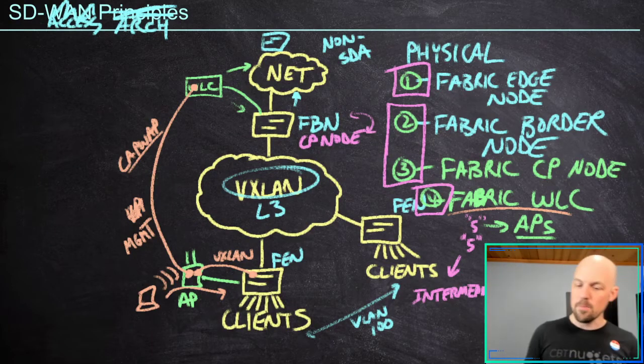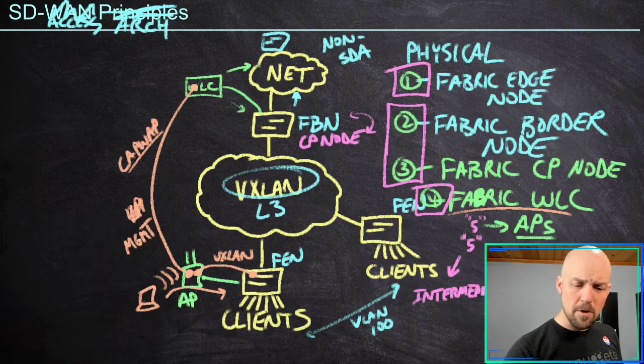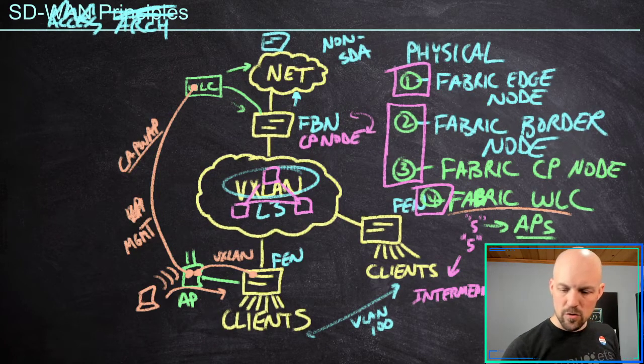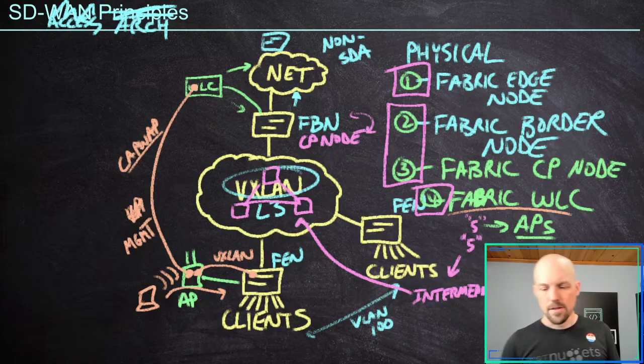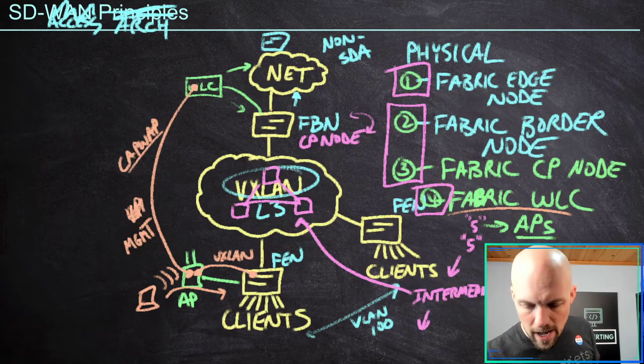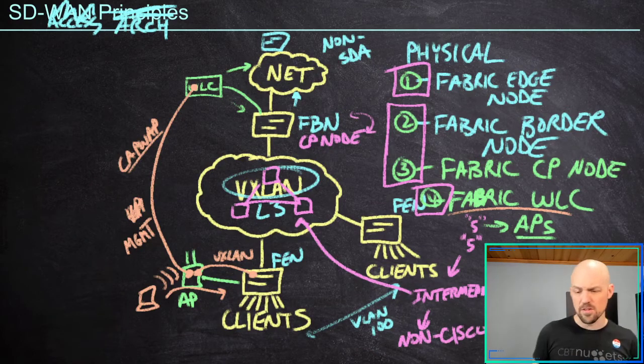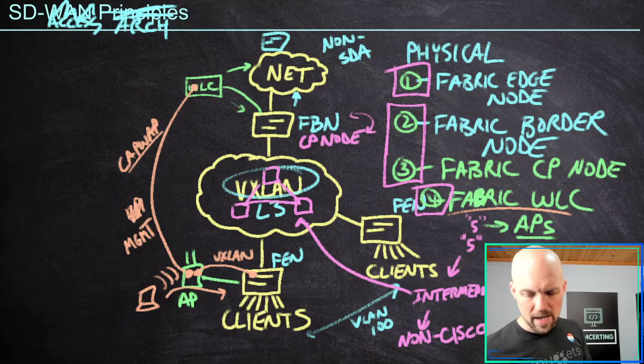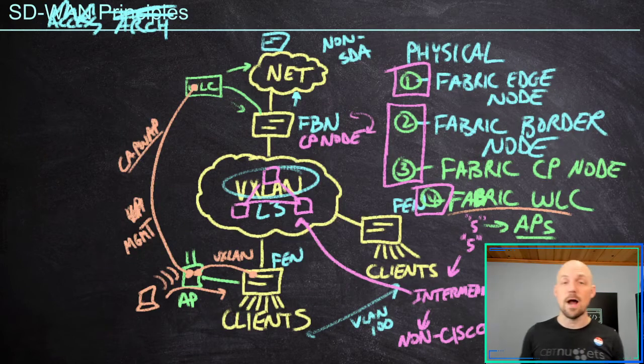You get it. An intermediate node. The intermediate node, remember when I drew three switches in here? These would be intermediate nodes. Intermediate nodes do not need to be Cisco. They can be non-Cisco. They don't have to be non-Cisco. The point is that they can be anything because all they're doing is routing between these different fabric edge nodes.